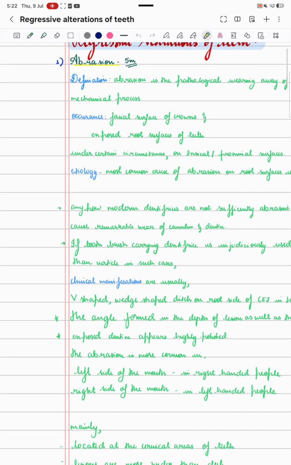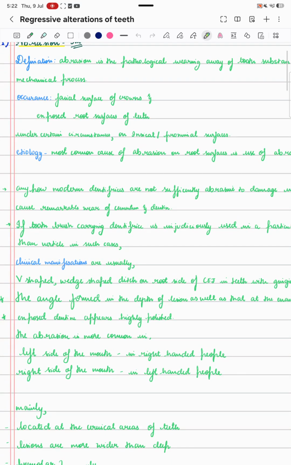So where does it mainly occur? It is seen in the facial surfaces of crowns and exposed root surfaces of teeth, and under certain circumstances on the incisal and the proximal surfaces as well, but mainly on the facial surface of the anteriors and the exposed root surfaces of the posteriors.